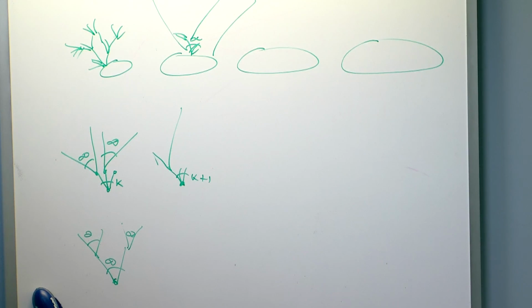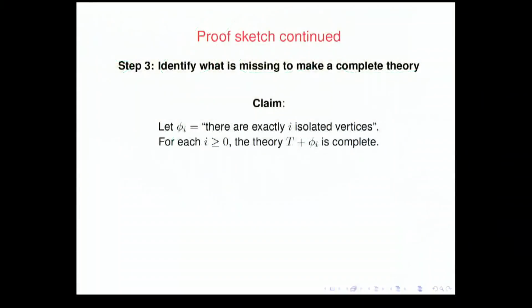And now we want to identify what is missing to make it into a complete theory. And what I claim is that the only thing you need to make it into a complete theory is to count how many isolated points you have. And this you can do by a pebble game argument, and it's not terribly difficult.